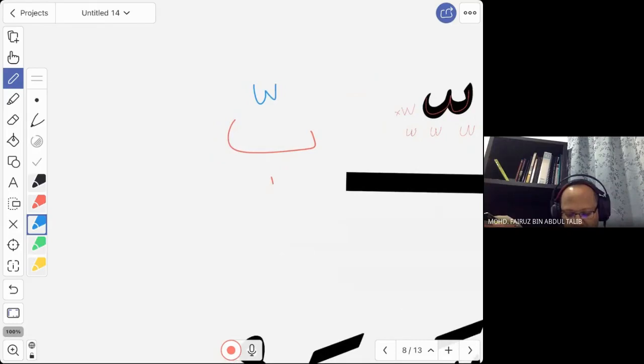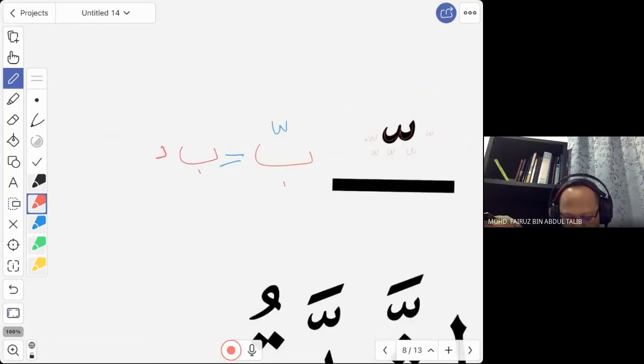If you have a letter with a shaddah, what does it mean? It means that you are having two instances of that letter, two letters of the same letter, which means that you need to produce two sounds of this letter. Two ba instead of just one ba. But in writing, we don't write two ba, we just write one ba. That is the first meaning of the shaddah.